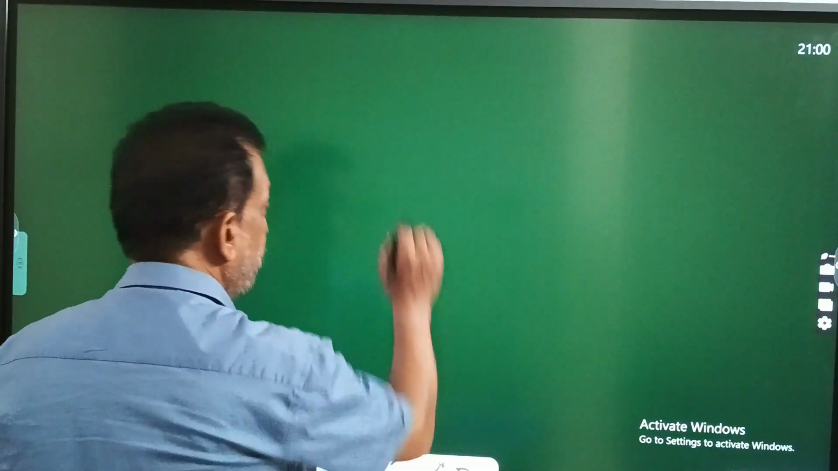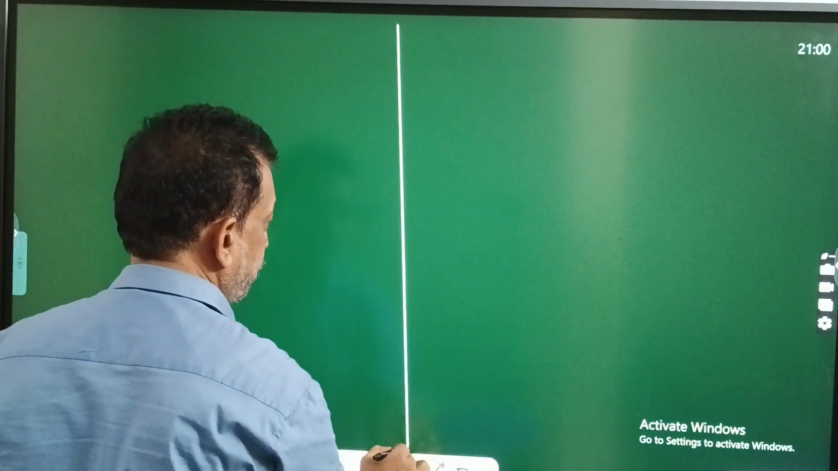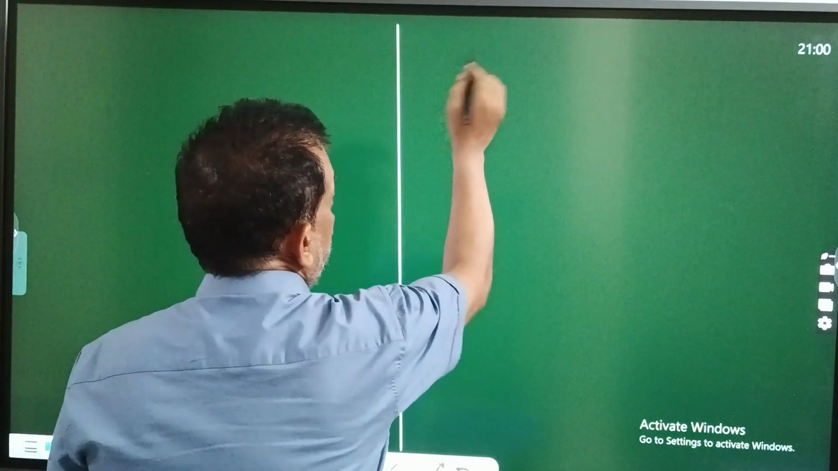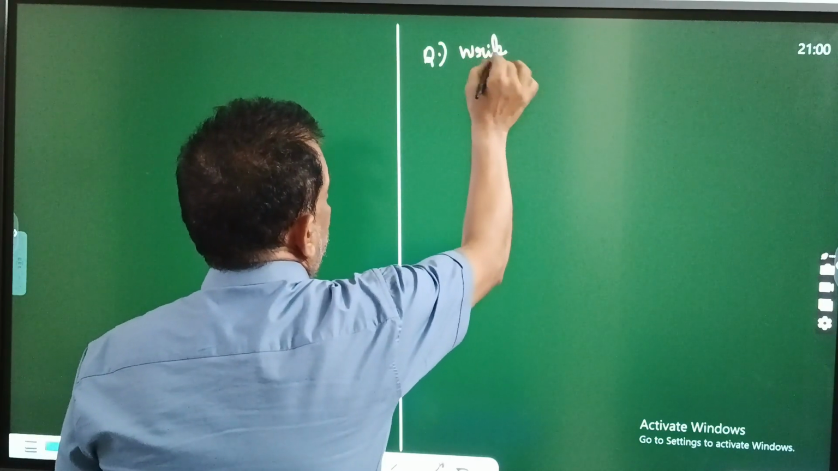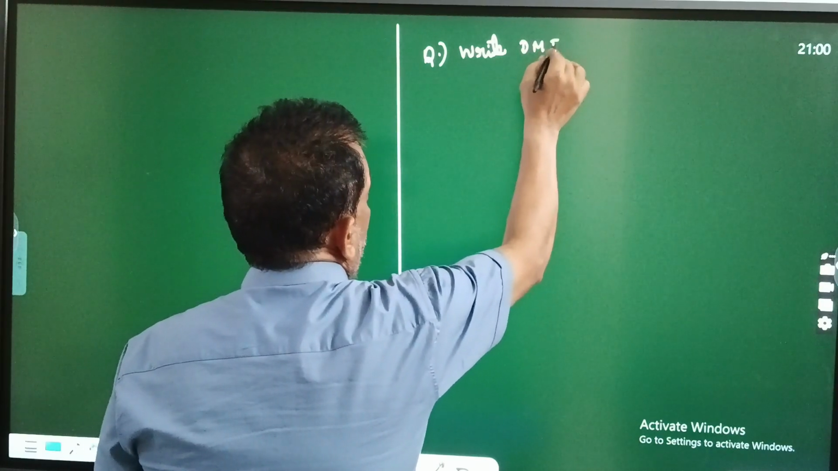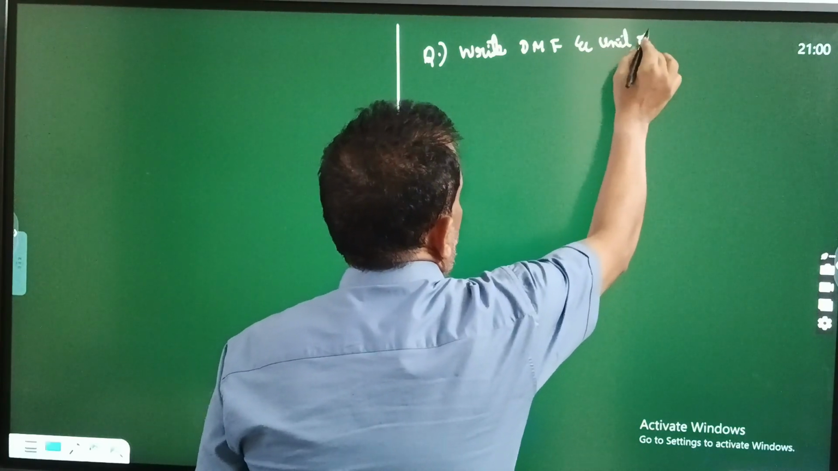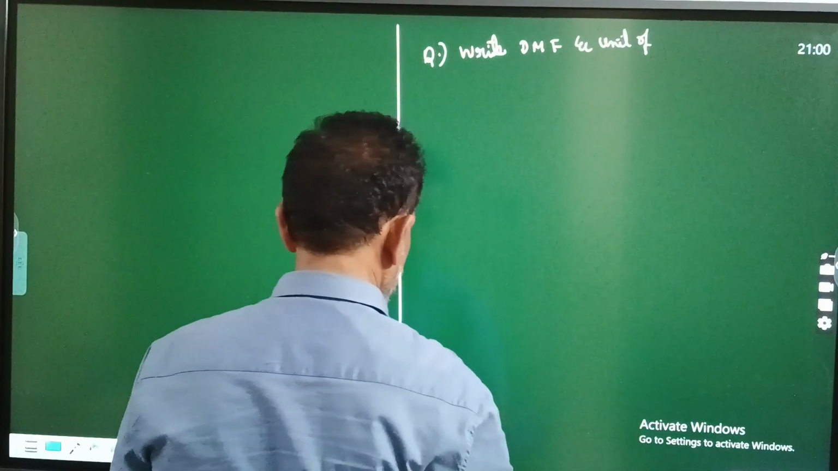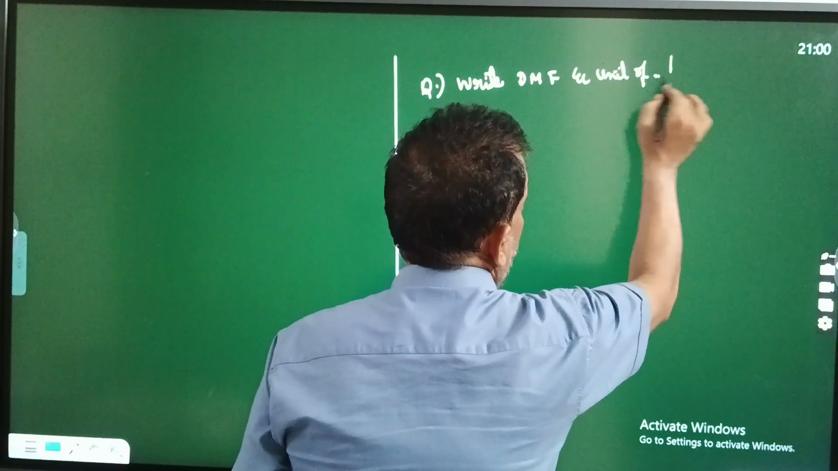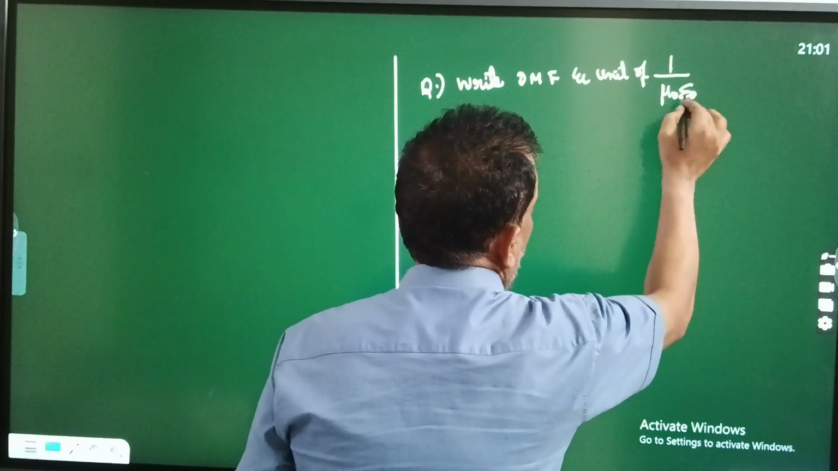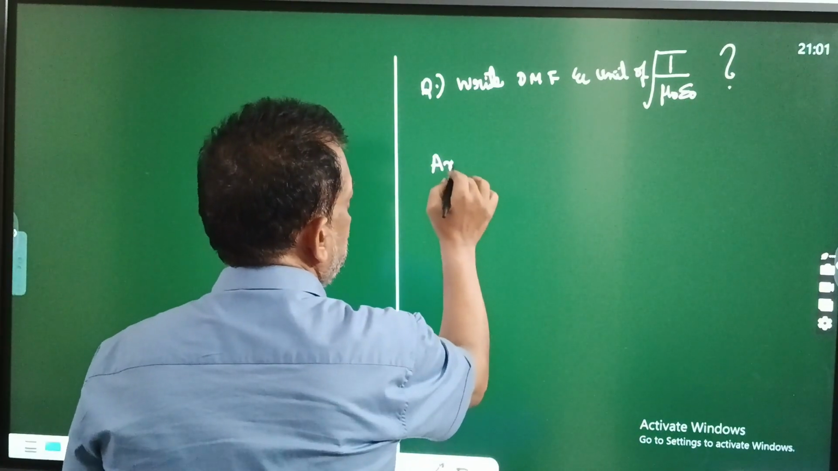Next, go to the most important one. So take this one. I'll give you the direct answer, but I'll also explain how you got it. Right, sir. So you can put it as a question. Write the dimensional formula and unit of 1 by square root of mu naught epsilon naught. Question. I'll give the answer. Does anybody know the answer?